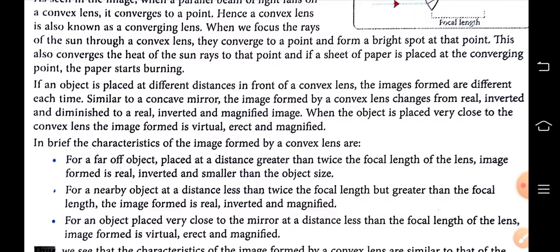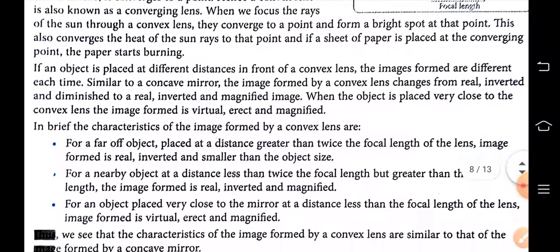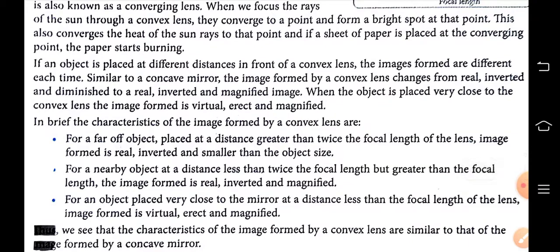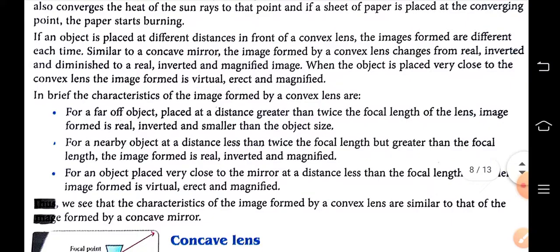Same as in a concave mirror, the image formed by a convex lens changes from real, inverted and diminished to real, inverted and magnified. When the object is placed very close to the convex lens, the image formed is virtual, erect and magnified. जैसे जैसे हम लोग इसको अपने लेंस के करीब लाएंगे तो इमेज इंक्रीज करते जाएगा साइज में, दैट मीन्स इट गेट मैग्निफाइड.